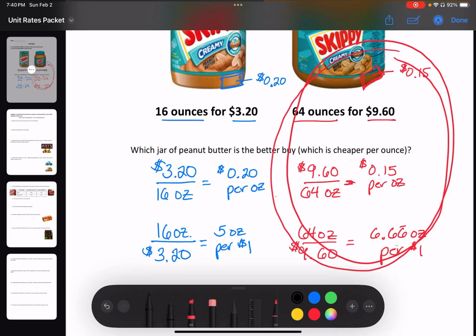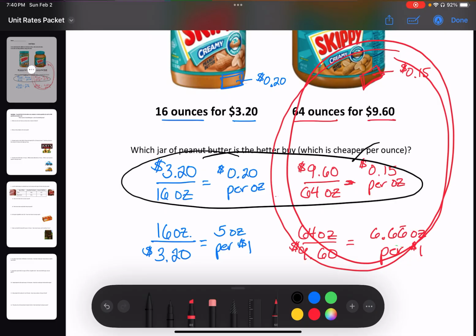What's most useful and what grocery stores use is the first ratio. These are called unit prices, and these are on unit price stickers or price stickers at any grocery store. I want you to look out for them the next time you go there.